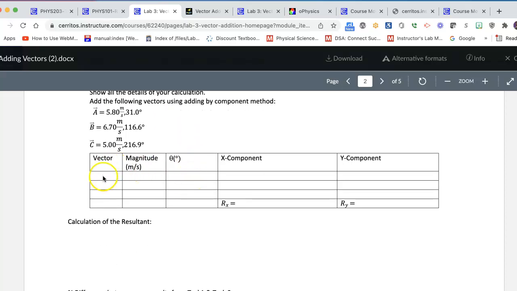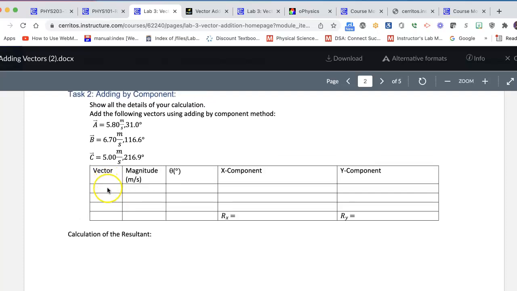Then you're going to say, this is vector A, like we did in the lecture. The magnitude is 5.80 meters per second. The angle is 31.0. Then here I have A times cosine theta, and you're going to calculate the x component, and then you're going to say here A times sine theta. You are going to move to vector B and say its magnitude is 6.7 and the angle is 116.9.